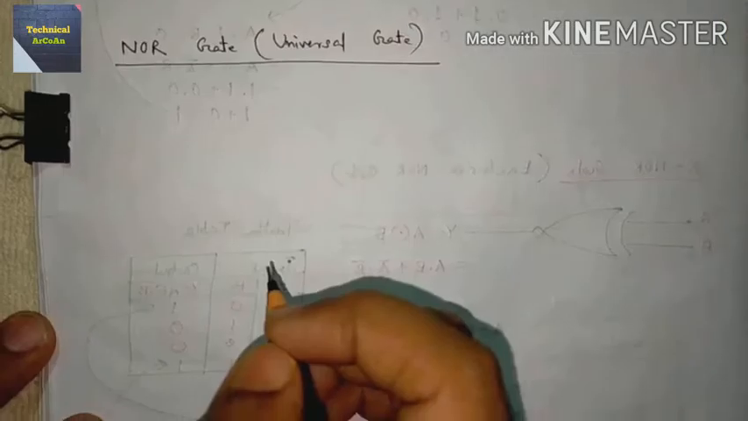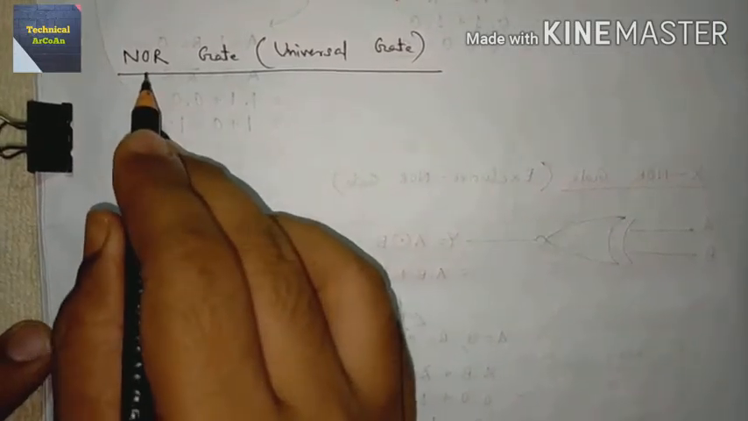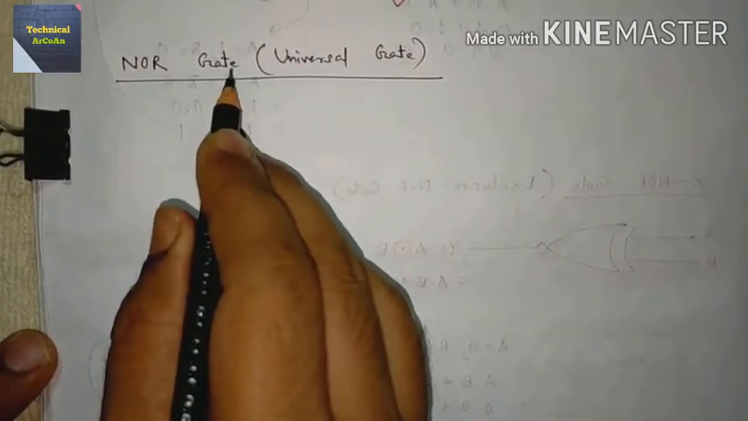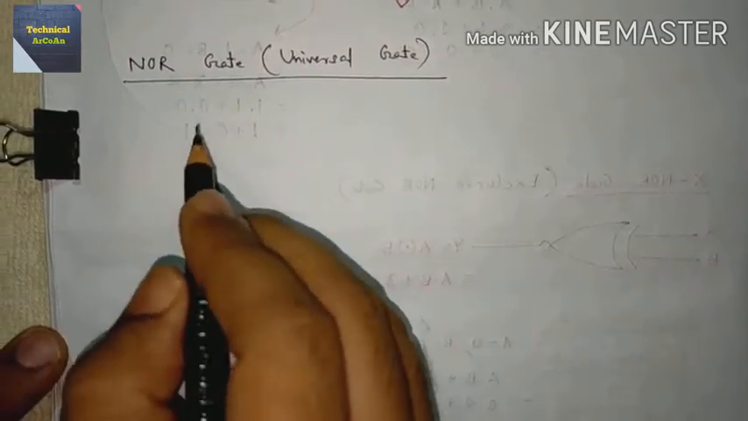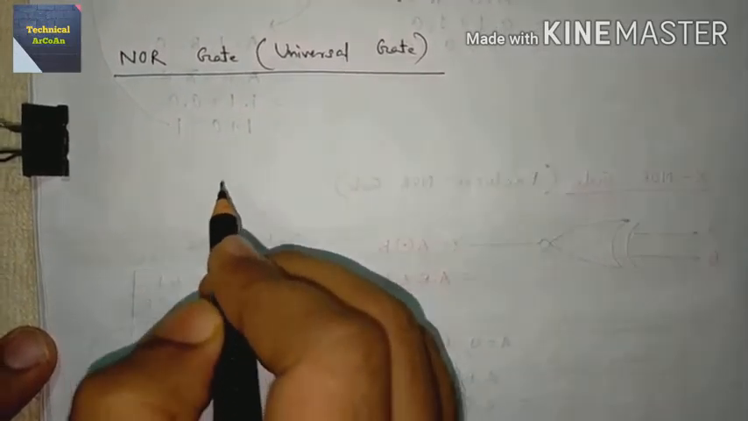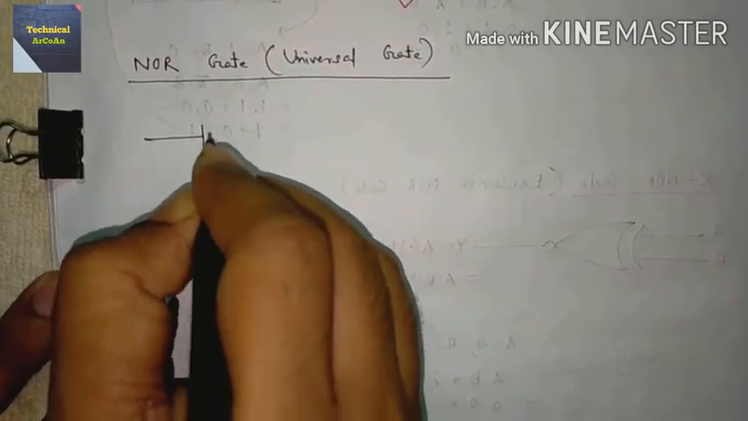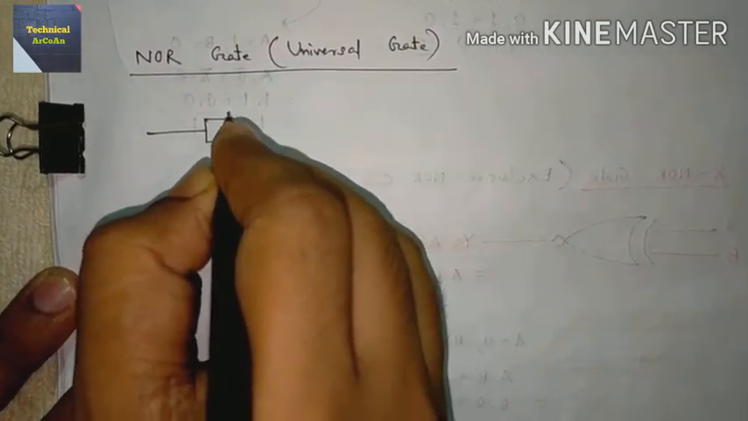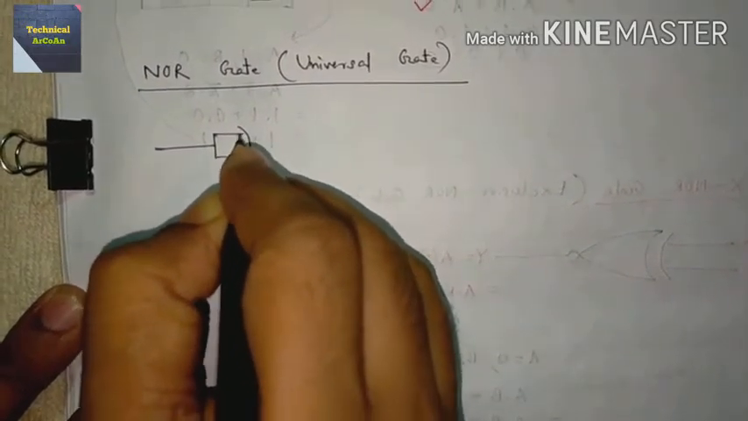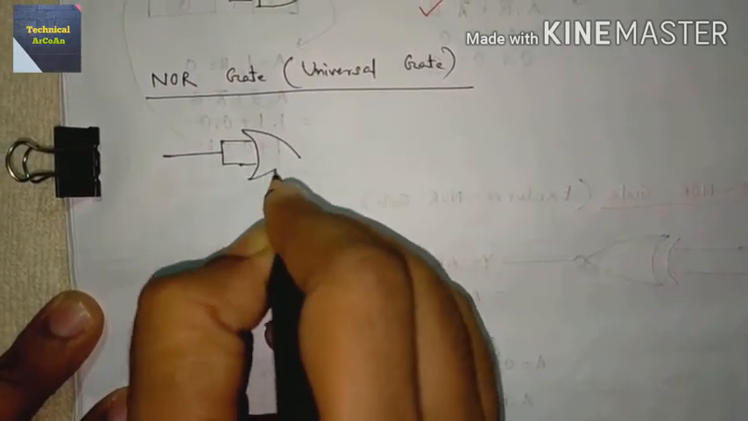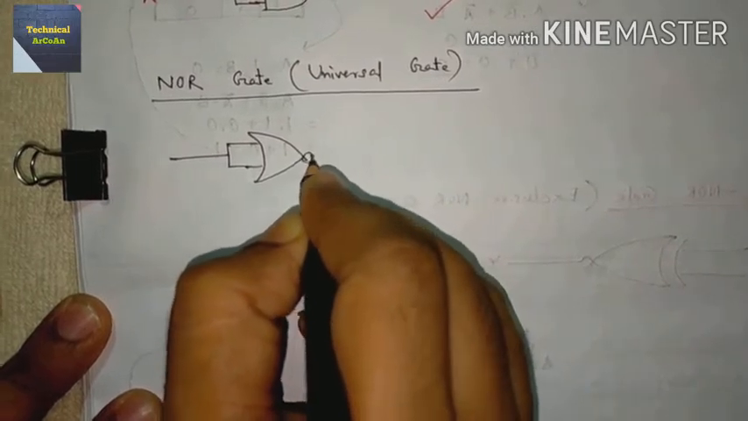Okay. The next universal gate is the NOR gate. In a similar manner, we are defining AND, OR and NOT gate using NOR gates. Okay. So go for the diagram first. So we are defining first the AND gate using NOR gate. Okay.